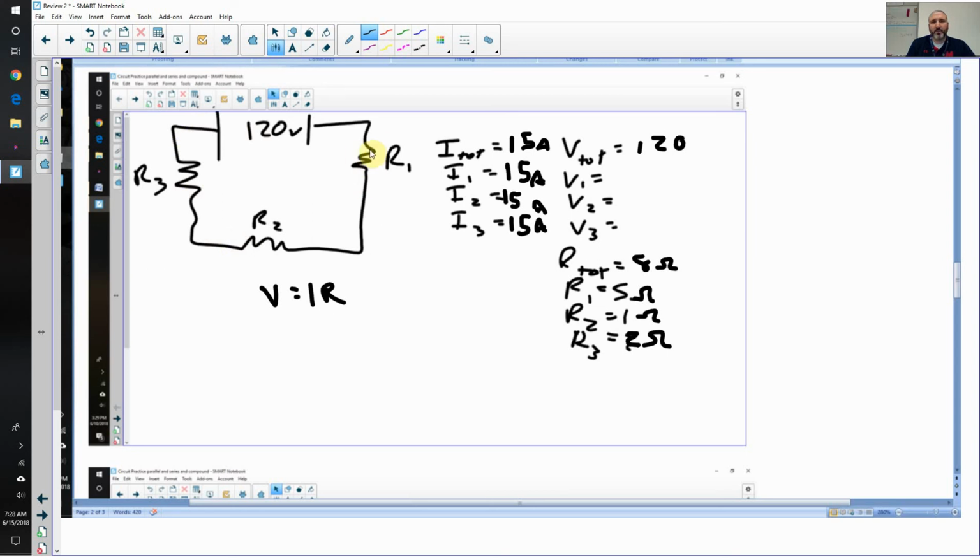So V1 is going to be I times R, 15 times 5. That's going to be 75 volts. 15 times 1 is 15 for V2. And then 15 times 2 is 30 for V3. And 75 plus 15 plus 30 is going to be 120 volts lost in total. So I hope that makes sense.